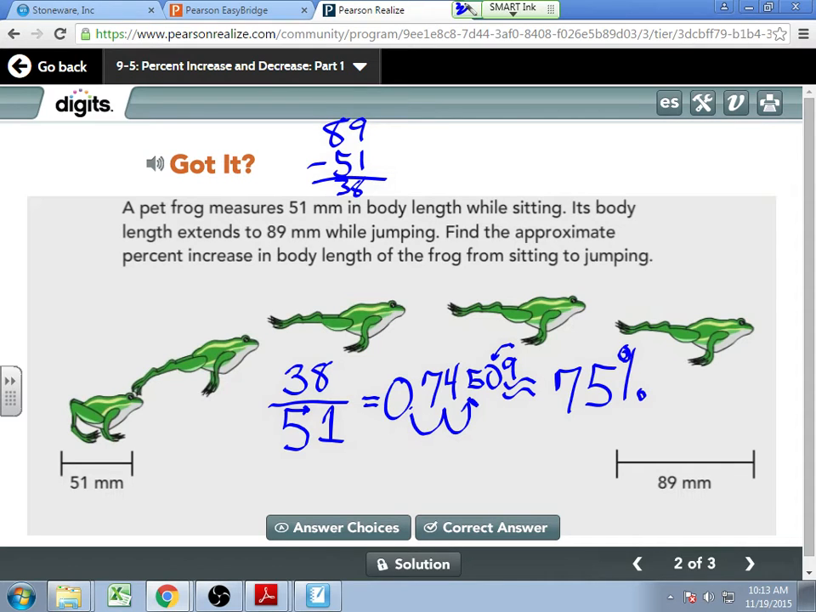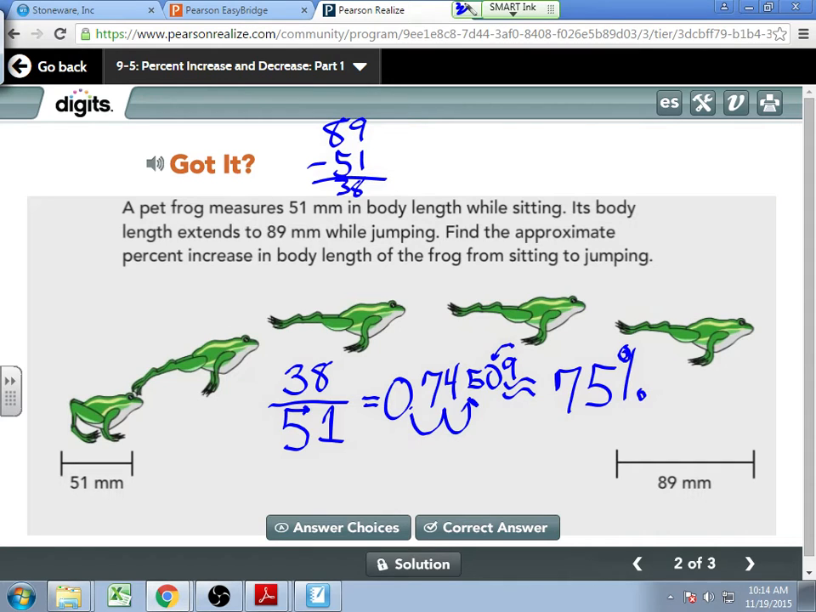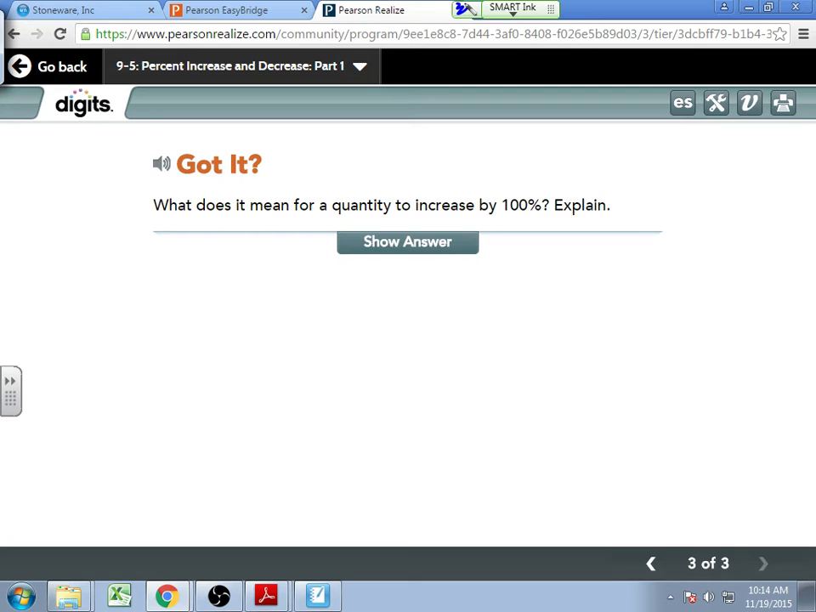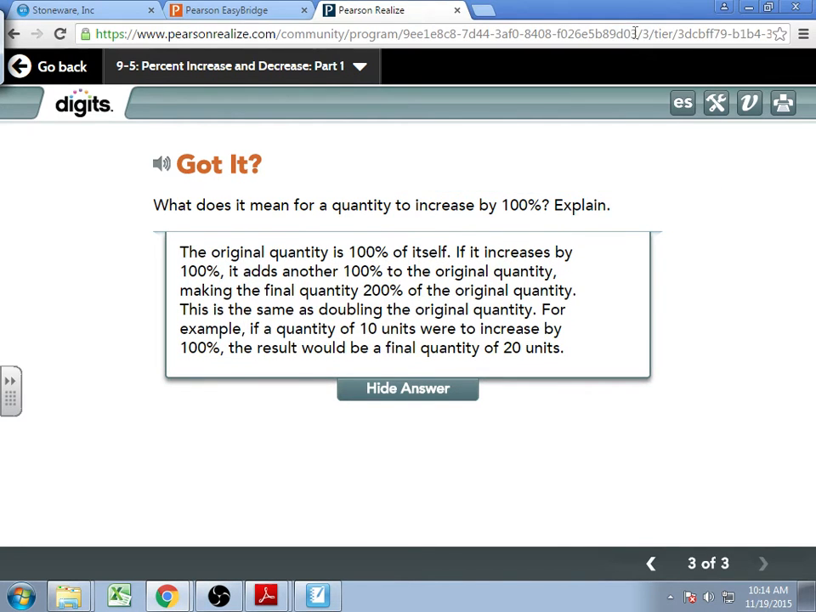Questions? Seems easier than yesterday? Yes. All you have to do is figure out the change and divide it by what the original was. So we already talked about this. What does it mean to increase by 100%? We double. Double.